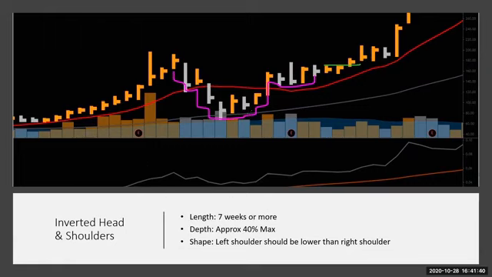Now, the key element of the inverted head and shoulders is that the left shoulder should be lower than the right shoulder, right? So this shoulder here, lower than that shoulder, right? So that low versus this low.